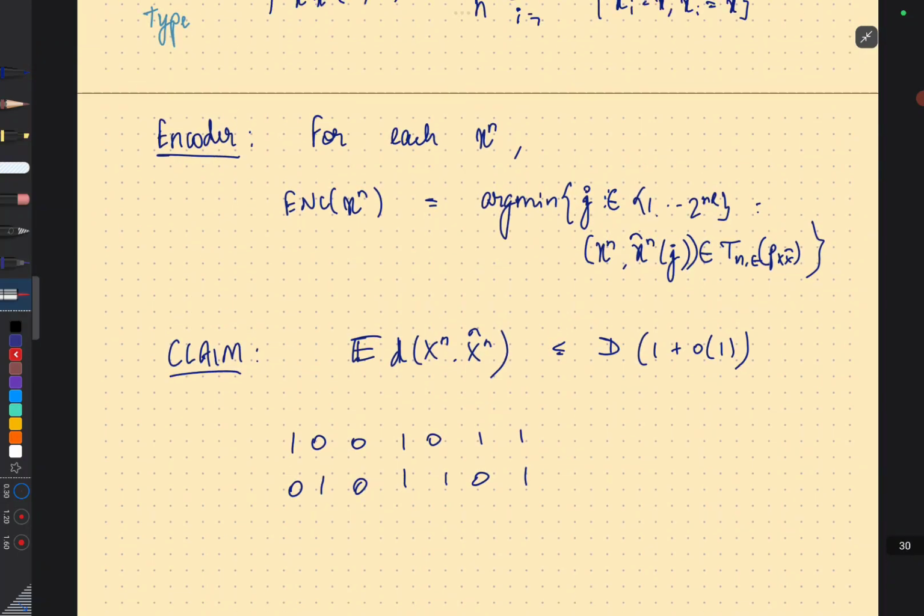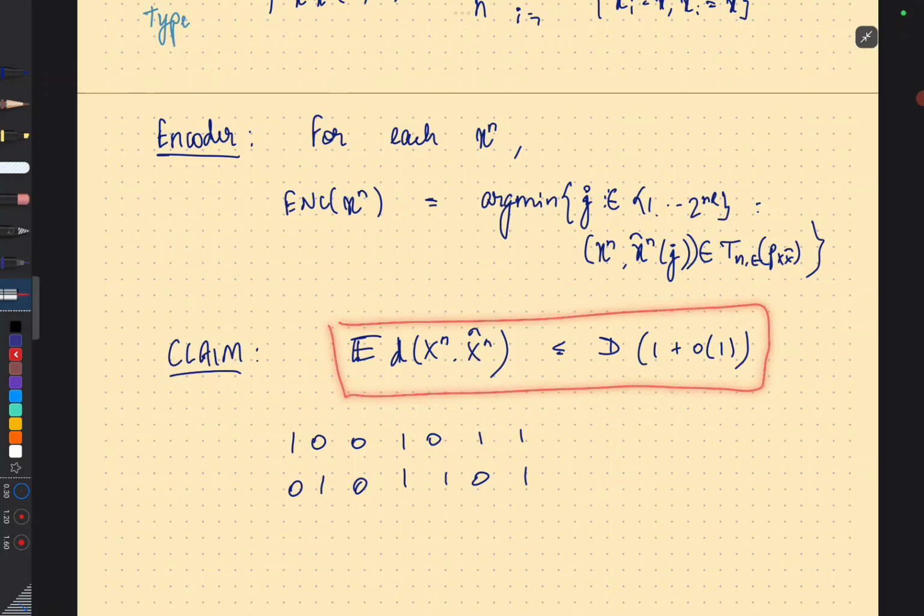So we want to show that it is indeed possible to achieve the expected distortion to be less than or equal to D asymptotically. Now, this is not possible for all possible R, but we'll try to determine for what rates R we can actually achieve this distortion less than or equal to capital D using this class of compression schemes.